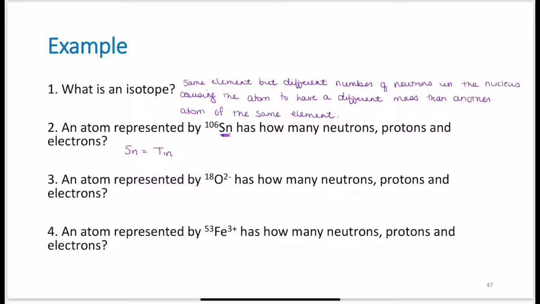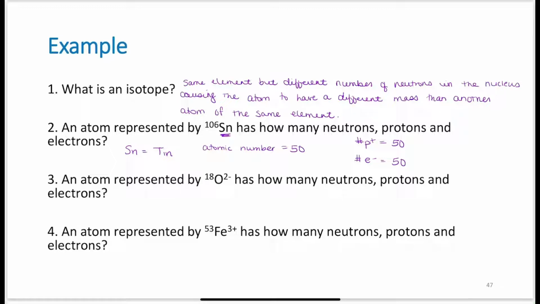Go to your periodic table and find the atomic number of tin. You'll find that tin has an atomic number of 50. That means that the number of protons is equal to 50. Because there is no charge listed here, it just shows it as a neutral atom, we know that the number of electrons must also be 50. Because in order for it to be neutral, it has to have the same number of protons as electrons.